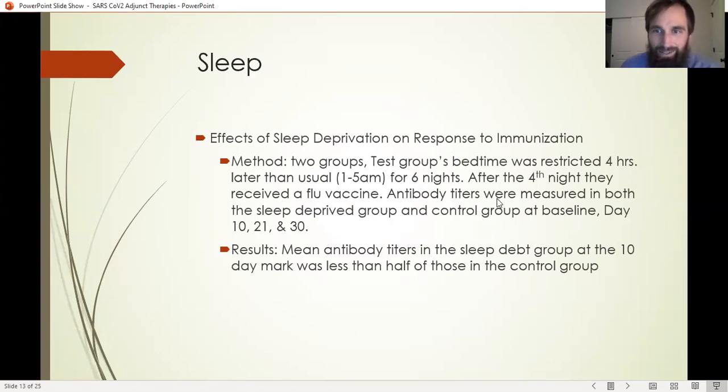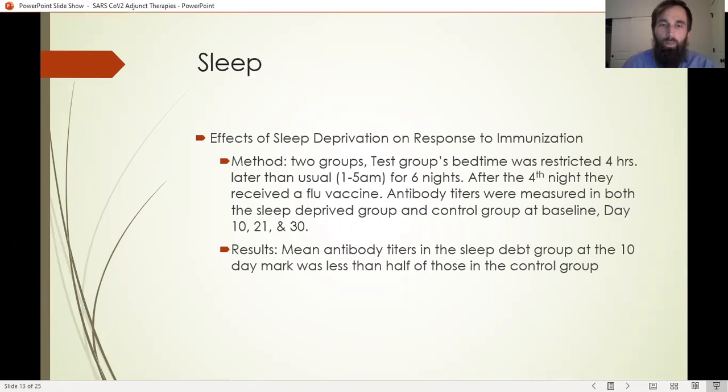The antibody titers were measured in both the sleep deprived group and the control group. And they measured these antibody titers at baseline, at day 10, day 20, and day 30. The mean antibody titers in the sleep debt group at the 10-day mark were less than half of those in the control group.